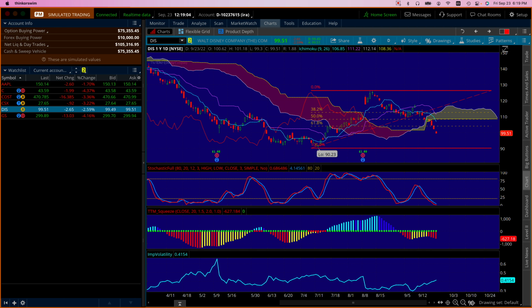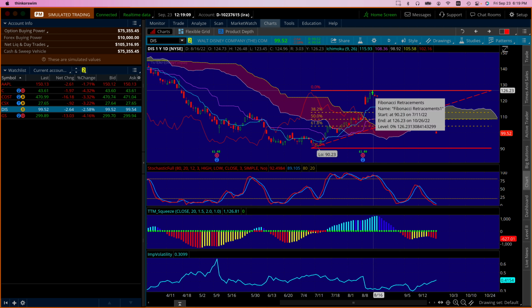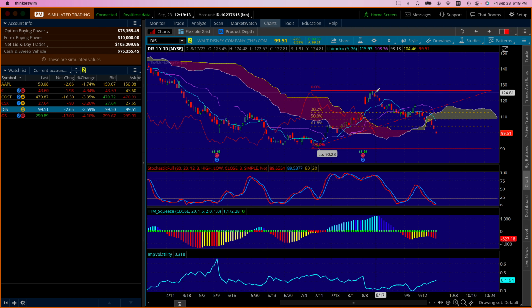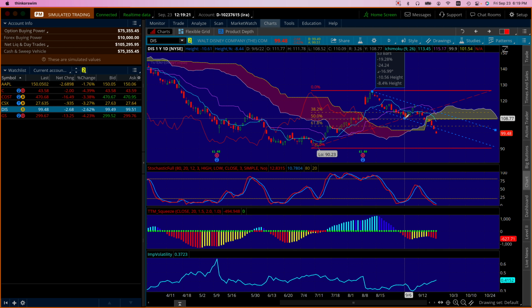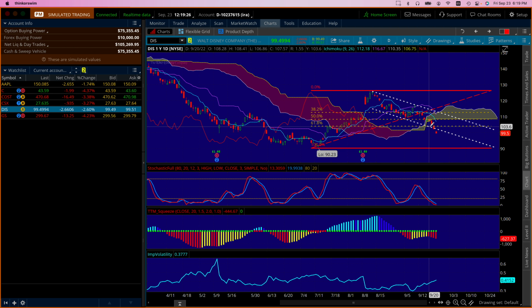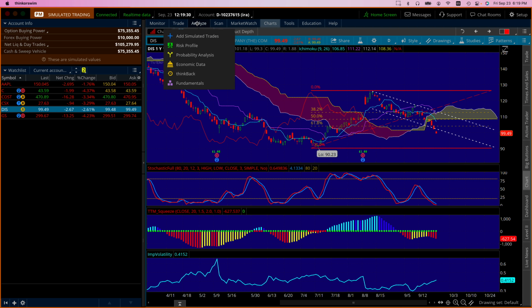You can also use the Fibonacci tool here, the channel tool, to project where that number could go and when. Well, this was violated already. This is how you would do the channel. It has been violated. So yeah, it's gonna go here to the low at 90.